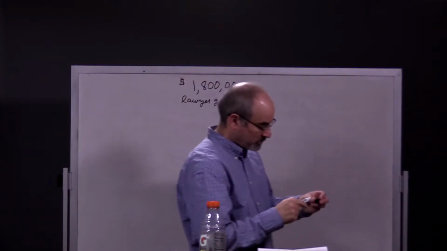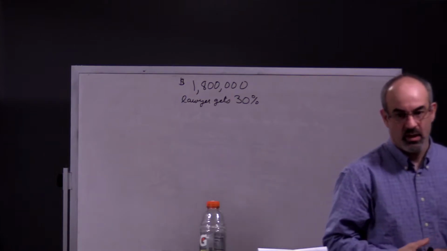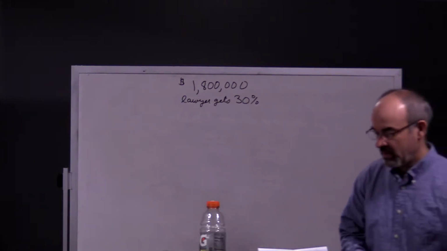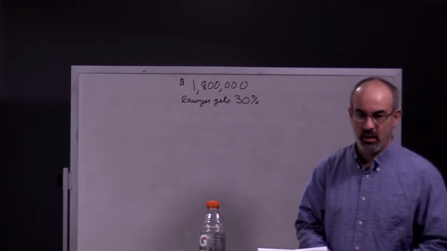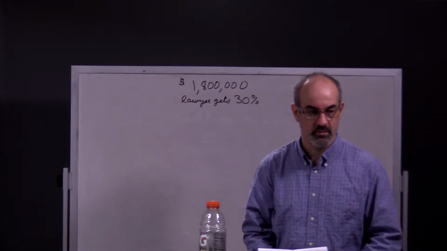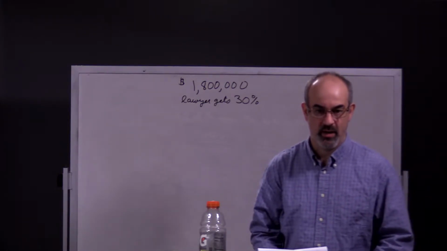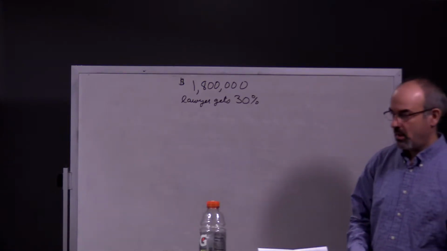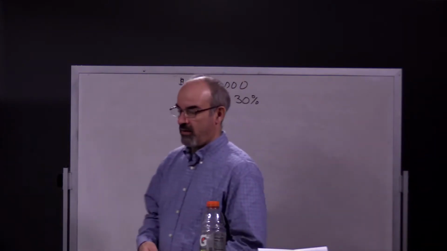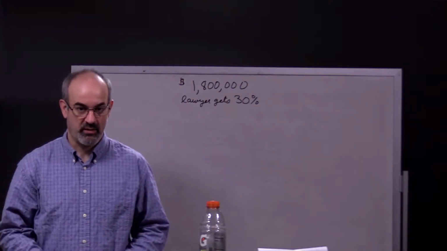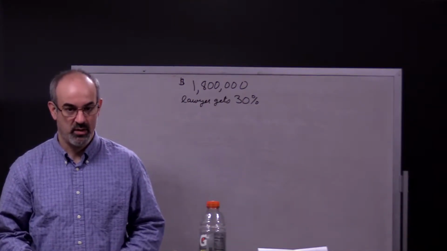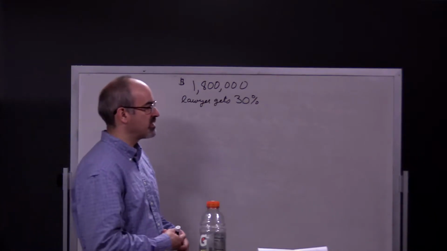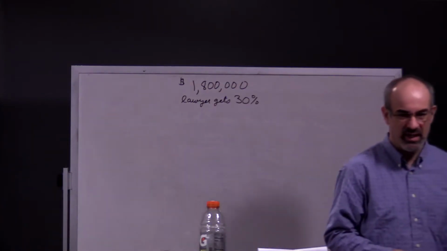Well, let's think of smaller numbers. Let's say you have $100 and I want 30% of your money. That means I want 30 out of every $100 you have. And you have $100. So that means I want $30. Well, how did I get that?